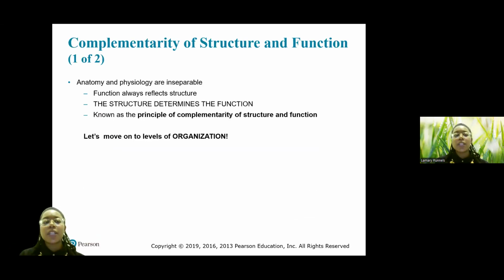With anatomy and physiology, you have to remember that the structure determines the function. That's the principle of the complementarity of structure and function. What it looks like determines what it does.